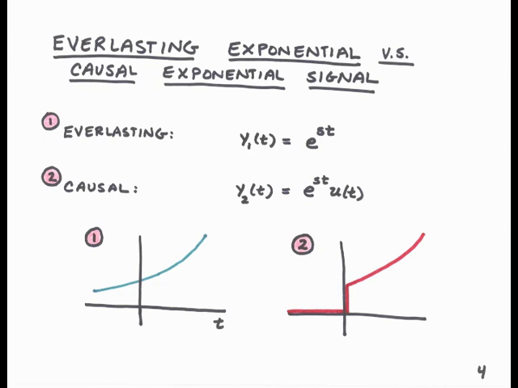If we graph the two signals, the everlasting exponential signal is shown on the left, and the causal exponential signal is shown on the right. In both cases, the graphs were done for omega equals 0.